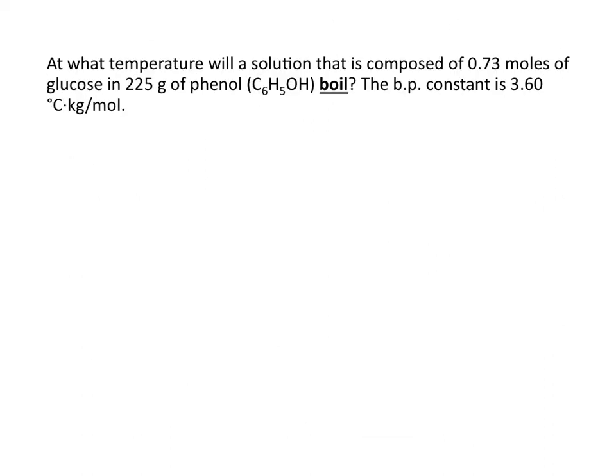So let's go ahead and look at another example. At what temperature will a solution that is composed of 0.73 moles of glucose and 225 grams of phenol boil? The boiling constant is 3.60 degrees C kilogram per mole. Once again, we're being given a solution, and they're asking us about a new boiling point.